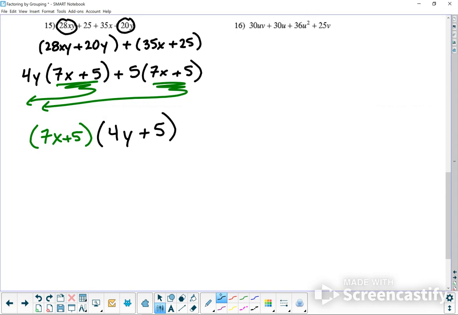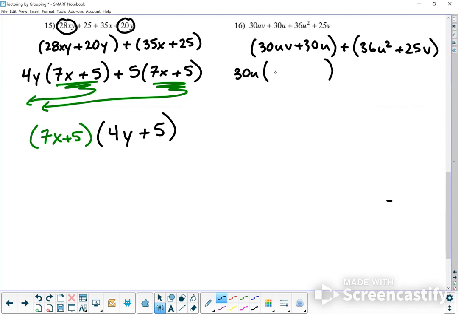Okay, last one. I'm going to group the 30uv with the 30u, plus the 36u squared and the plus 25v. Okay, so 30 and 30, and they're both u's, so I can actually factor out 30u. Okay, leaves me with v and leaves me with 1. That's pretty nice, actually.